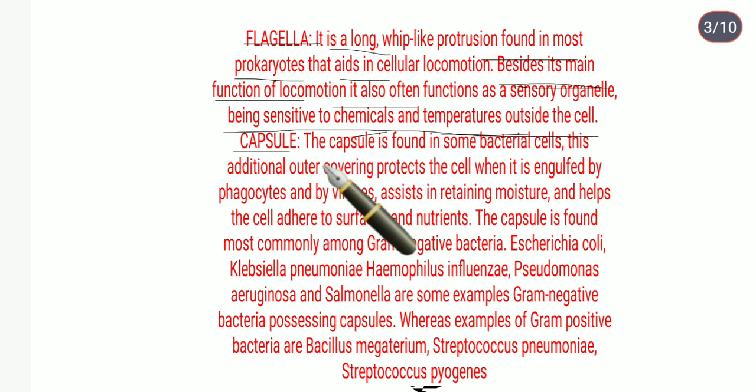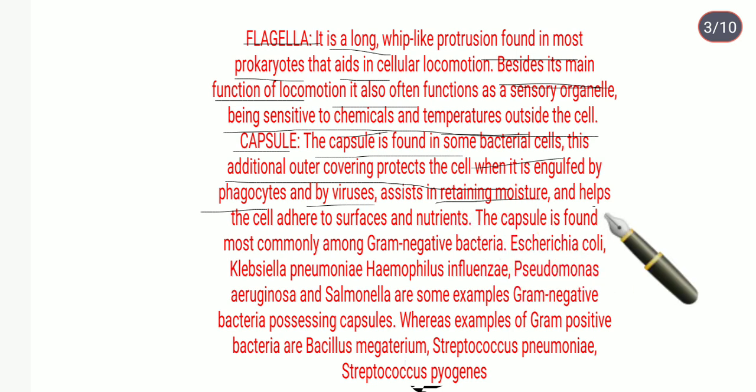Capsule. The capsule is found in some bacterial cells, and this additional outer covering protects the cell when it is engulfed by phagocytosis and phagocytes, and by viruses. When viruses are engulfed with bacteria, the capsule helps protect the bacteria. The capsule also retains moisture and helps the cell adhere to surfaces and nutrients.